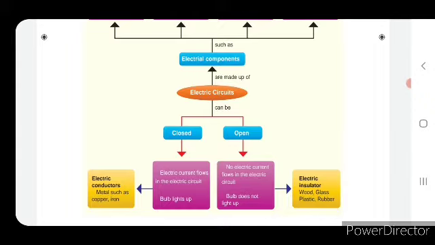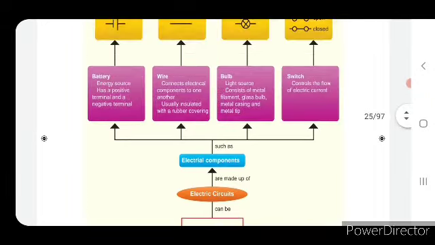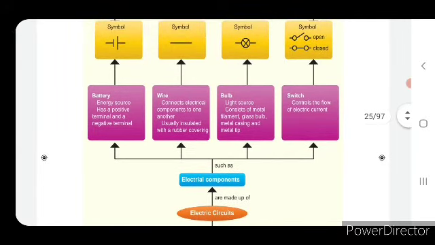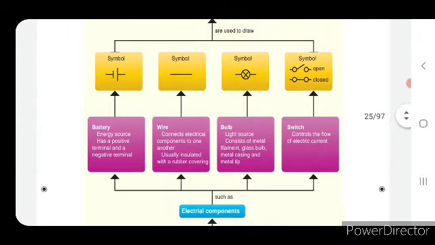Electric circuits are made up of four electrical components: battery, wire, bulb and switch. A battery is an energy source which has a positive terminal and a negative terminal, and the symbol for the battery is given in this example. It has one long line and one small line. The long line denotes positive charge, and the small line denotes negative charge.